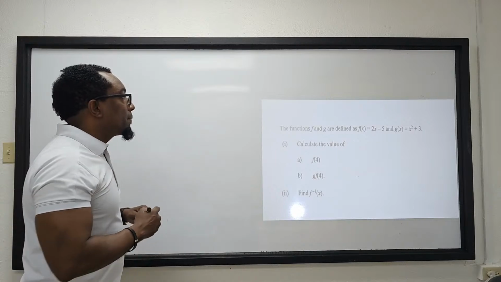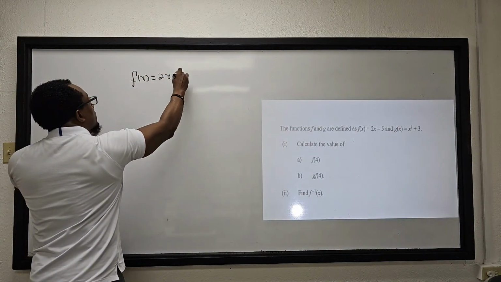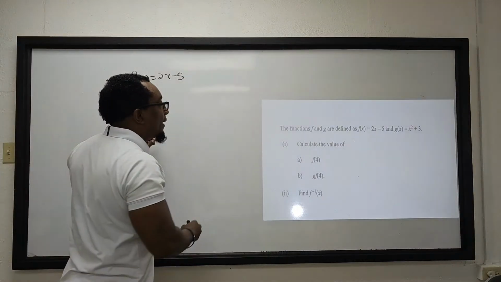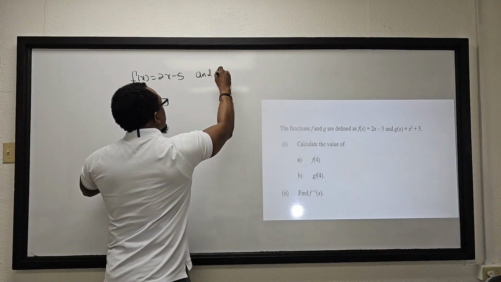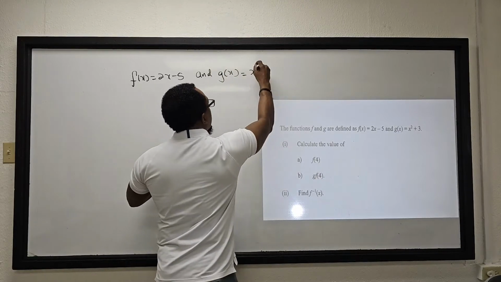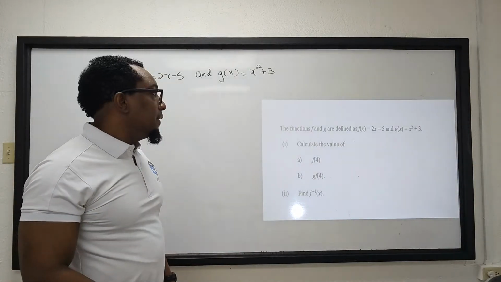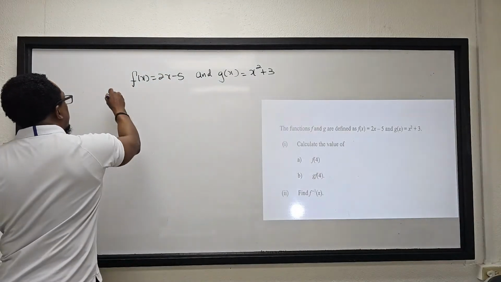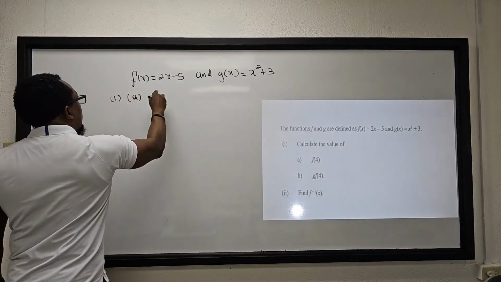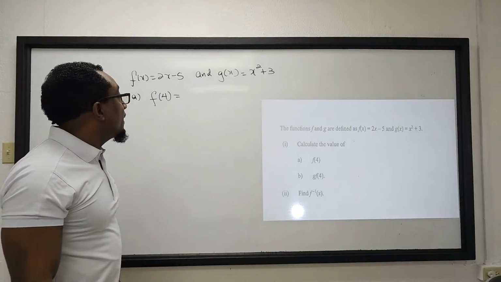So we have here f of x is equal to 2x subtract 5, and g of x is equal to x squared plus 3. And they want us to calculate the value of f of 4. So we're going to find f of 4.